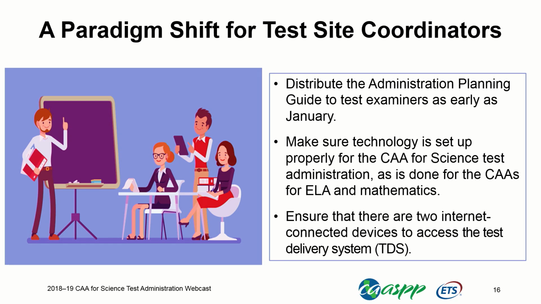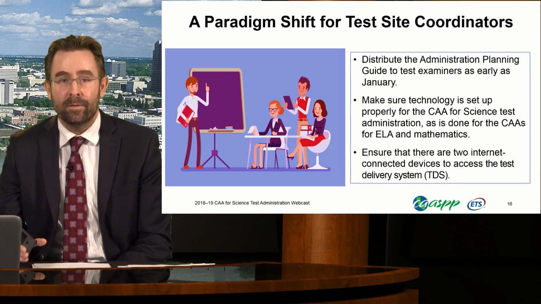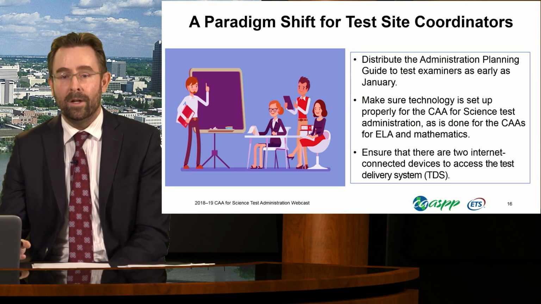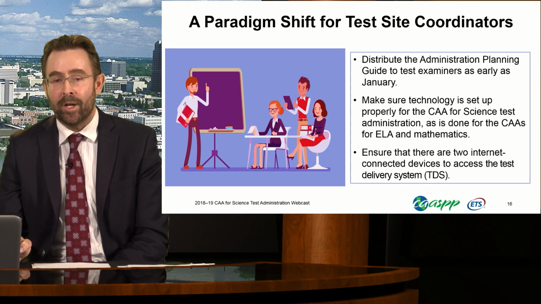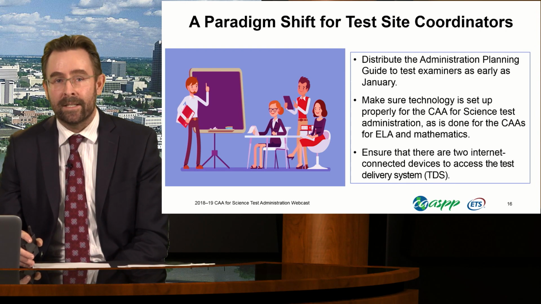Okay, so let's talk a little bit more about what we're hoping you all can do this year with the CAA for Science. Test site coordinators specifically, we're asking you to work with your test examiners earlier in the year than typical, so that you can schedule the administration of each of the 3 performance tasks. We recommend that test site coordinators distribute the administration planning guide that Linda just talked about to test examiners as early as January, or really as soon as we have that available. We are finalizing that now, and we hope to announce its availability in the next few weeks.